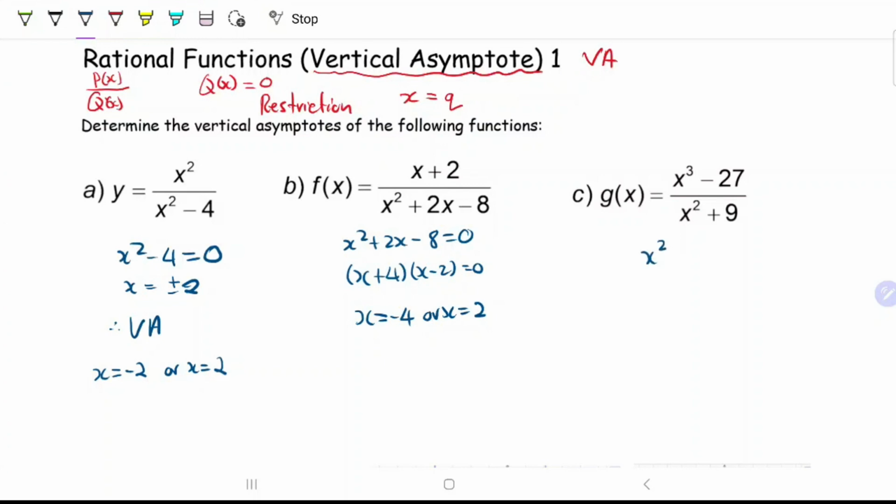Let's deal with this last one. Here we've got x squared plus 9 equal to 0. If we do this, we can clearly see that this will give us the square root of minus 9, and the square root of minus 9 is imaginary. This is an imaginary number, part of the complex numbers. So if the square root is imaginary, we say that there are no vertical asymptotes. No vertical asymptote exists in this function.